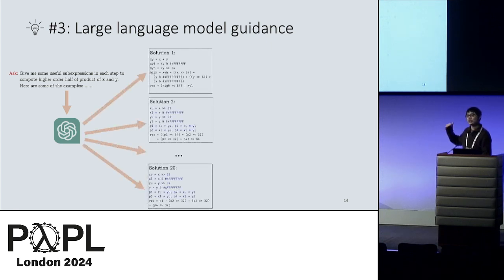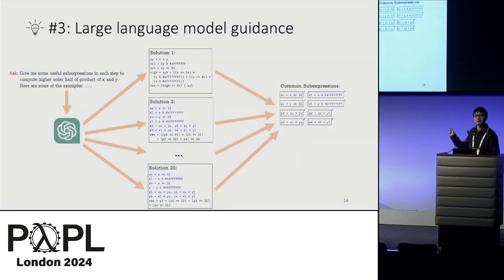And it did quite a good job. If you ask a question many times and you just see what's the repeatedly proposed sub-expressions, it becomes quite robust. You get some key components suggested by ChatGPT. For example, here, the P1, P2, P3, P4, right? You have the upper half of X product with upper half of Y, right? The combination of upper half, lower half of X and Y, right?